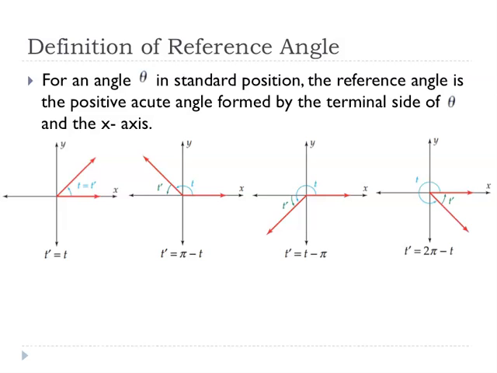Okay, and then the last case is in the fourth quadrant. In this particular case, the terminal side to the nearest x-axis would be the positive x-axis. And to figure out what t prime is, you would take 2 pi, which would be the entire thing all the way rotated around, right? It's 2 pi. If you subtract off t, whatever's left over is going to be your reference angle, t prime.